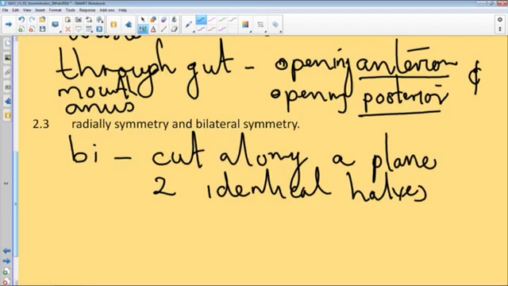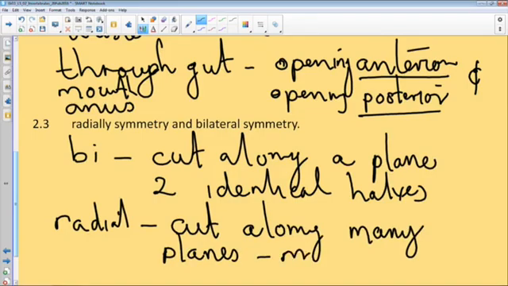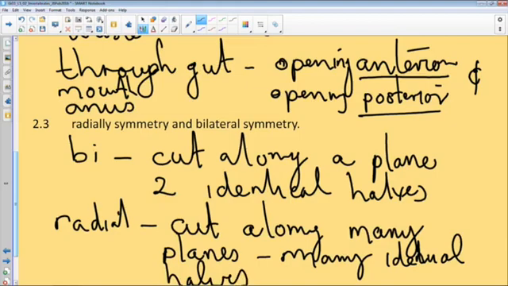Okay, and radial would refer to organisms that can be cut along many planes, and that produces several or many identical halves. Okay, and that is what we will see in organisms that often have radial symmetry.